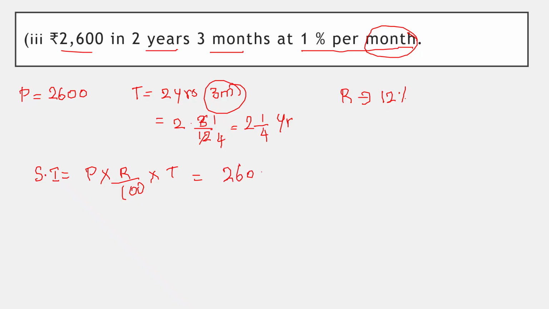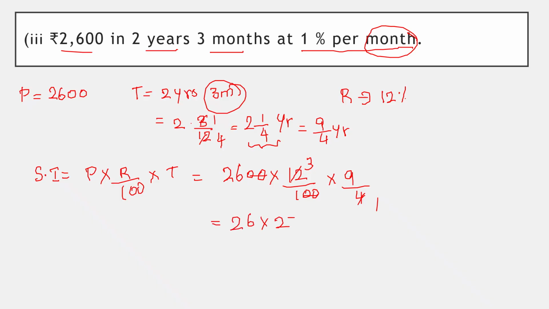It's 2600, and the rate of interest is 12 by 100, and the time here is in mixed fraction, right? So we need to convert this, so it becomes 9 by 4, so that we can use it over here. Yes, so we can cancel these 20s, one time and three times. So we will be getting 26 into 27, which is nothing but 702. So this is our simple interest.